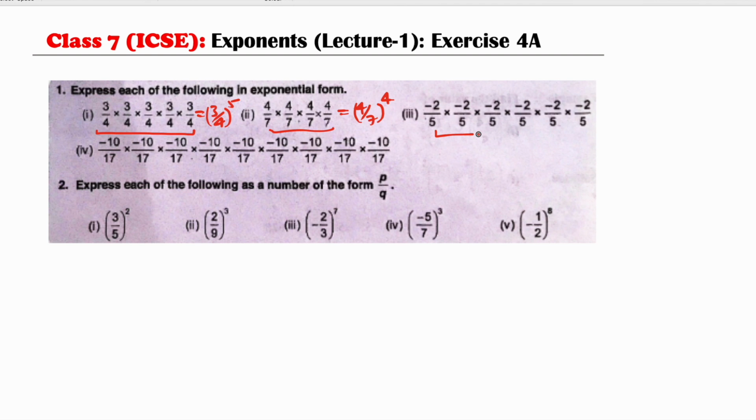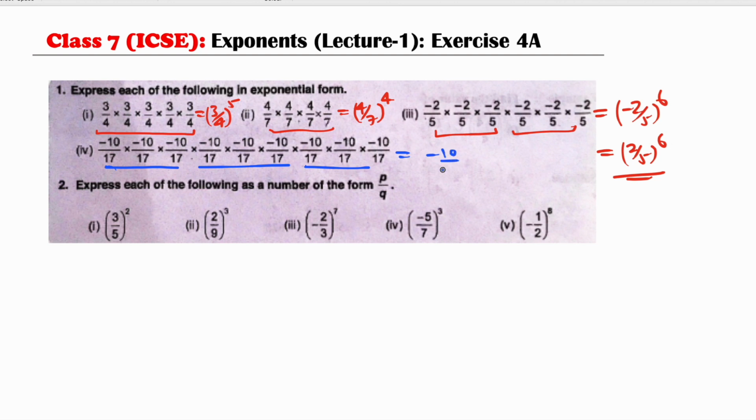This is multiplied how many times? 3, 3, 6. So this is minus 2 by 5 to the power 6. But it can be written as 2 by 5 to the power 6 because the power is even. So the negative number becomes positive. Here it is multiplied how many times? 3, 3, 3, 9 times. So this becomes minus 10 upon 17 to the power 9. We take the minus sign outside.